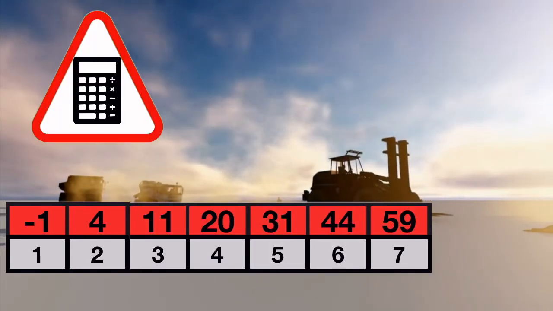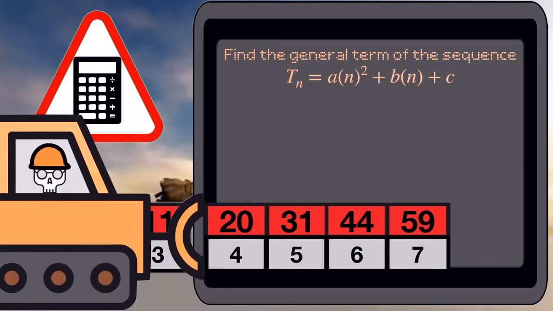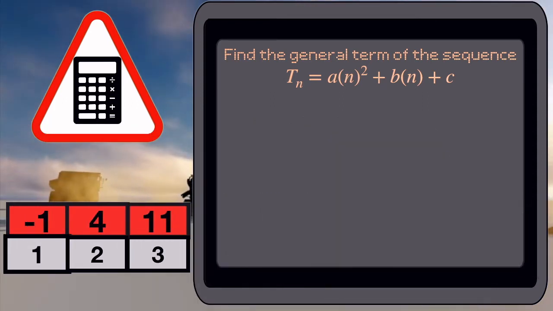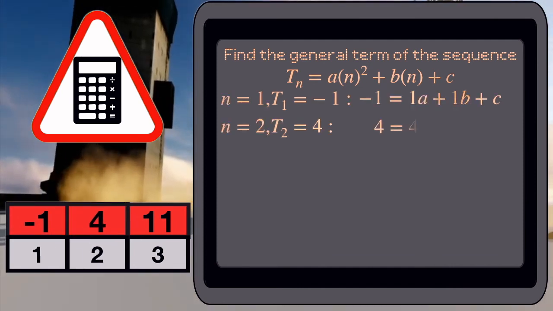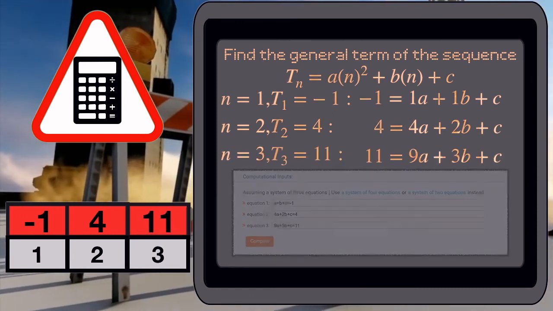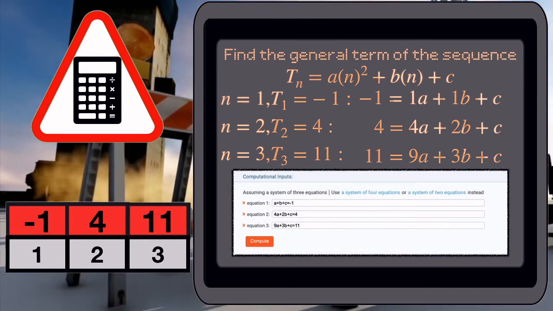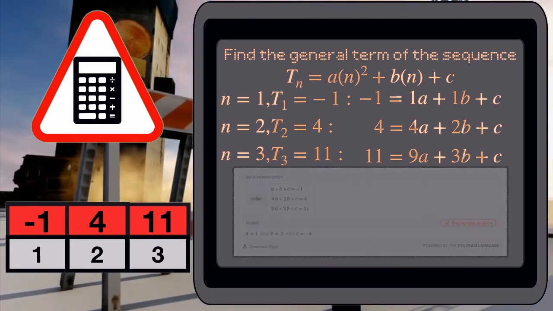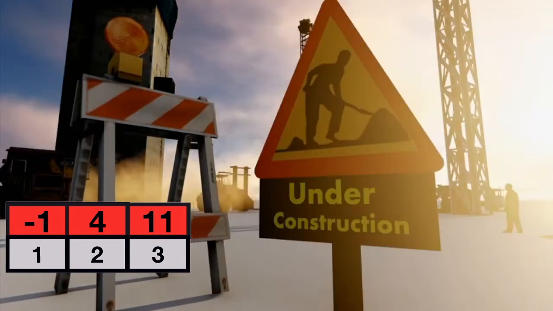Back to the solving components now, starting with the calculator. This time, we observe 3 unknowns a, b, and c to be solved, so we keep the first 3 numbers and ignore the rest. Similarly, pair up n equals 1 with Tn equals negative 1, n equals 2 with Tn equals 4, and n equals 3 with Tn equals 11 to form 3 equations. Access your scientific calculator's simultaneous equation mode and key in the 3 equations. The calculator does all the hard work for you to solve for a equals 1, b equals 2, and c equals negative 4. The general term will now be Tn equals 1n squared plus 2n minus 4.